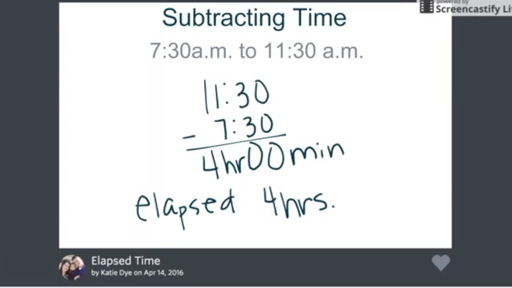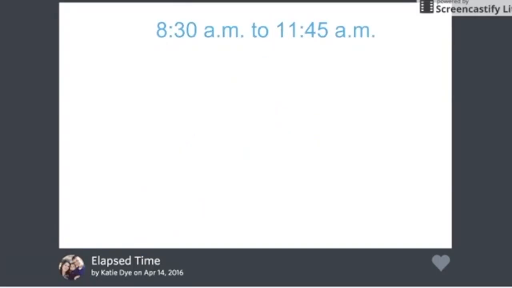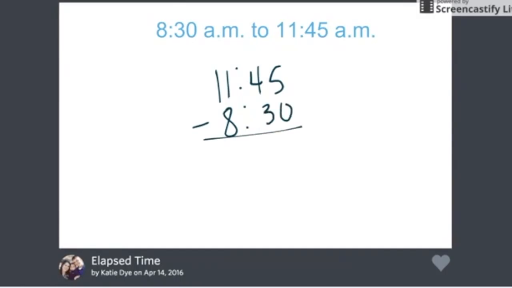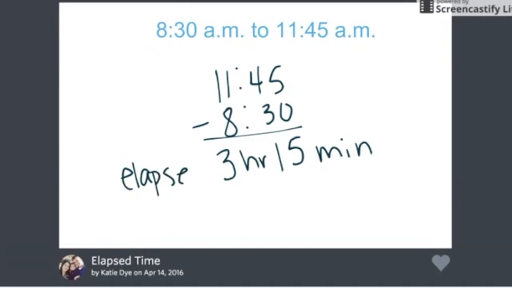Let's look at another problem. Here we have 8:30 a.m. to 11:45 a.m. We'll put 11:45 on the top, and we'll subtract 8:30. We'll start with the minutes. 5 minus 0 is 5. 4 minus 3 is 1. That gives us 15 minutes. 11 minus 8 is 3, which gives us our hours. The amount of elapsed time is 3 hours and 15 minutes.